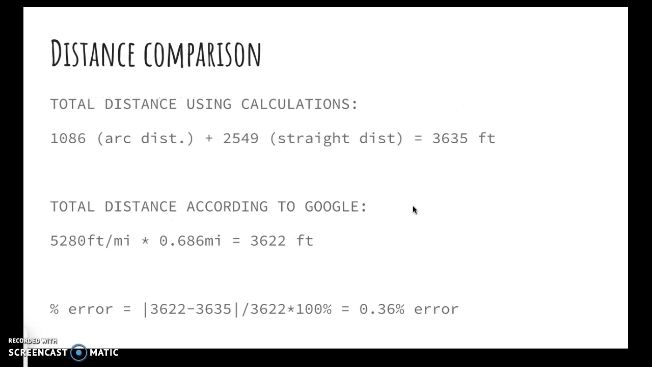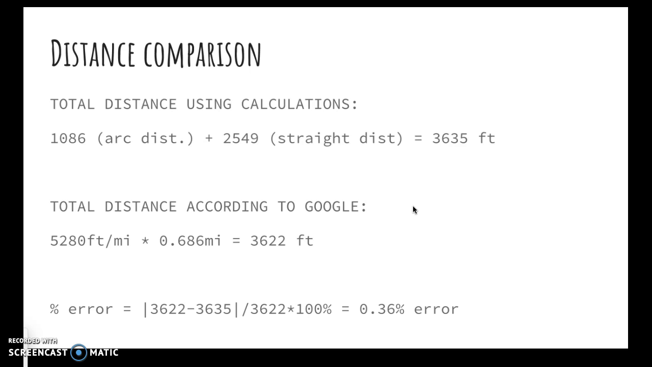1,086.21 feet. So based off of this information, I was able to find the total distance of a single lap around this particular pathway using calculations, and I was able to compare that distance to the distance that Google Maps gave me for that pathway.